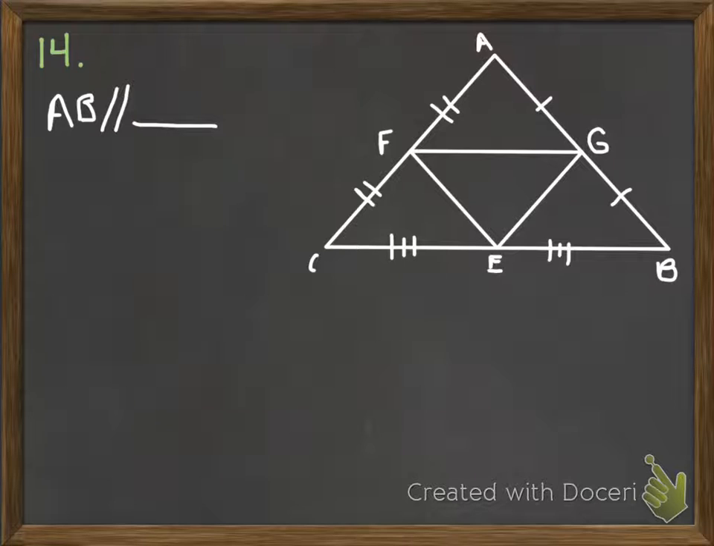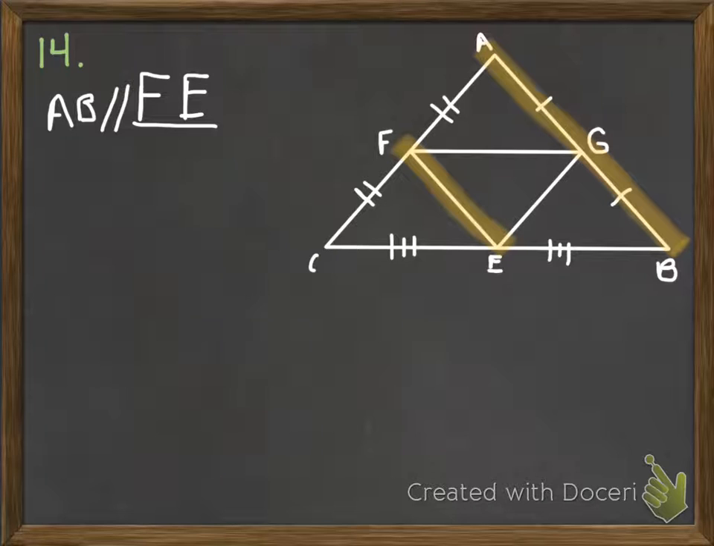For number 14, it says name the segment that is parallel to the given segment. So we're looking for what line is parallel to AB. So AB is this line. What line is parallel to that? It's going to be the one that looks like it's parallel, and the only one that looks like it's parallel would be FE. So our answer to this would be AB is parallel to FE.